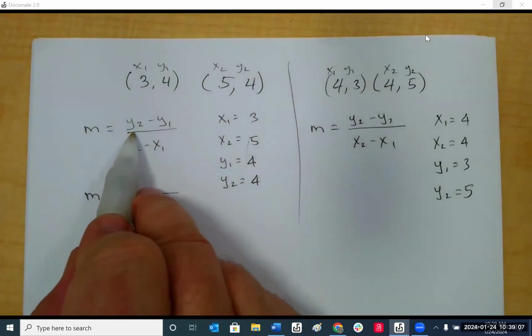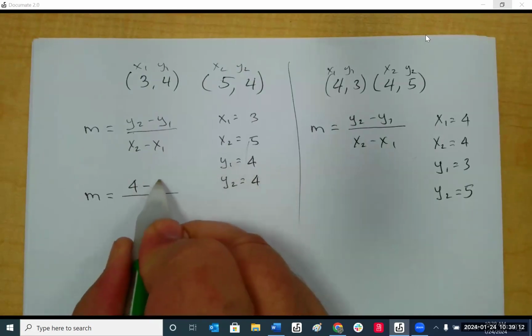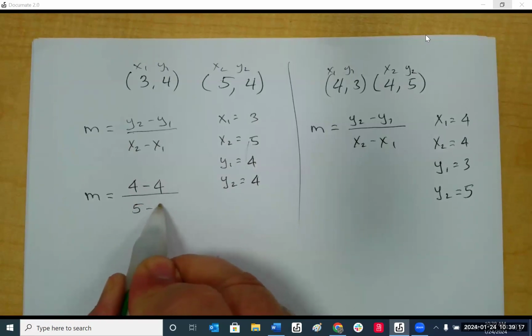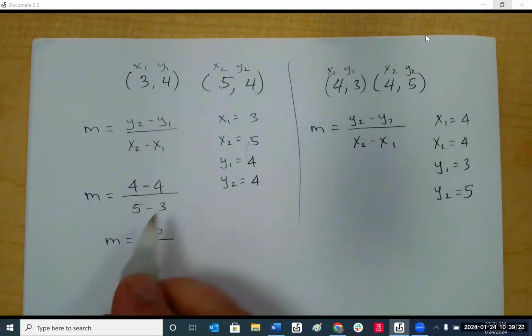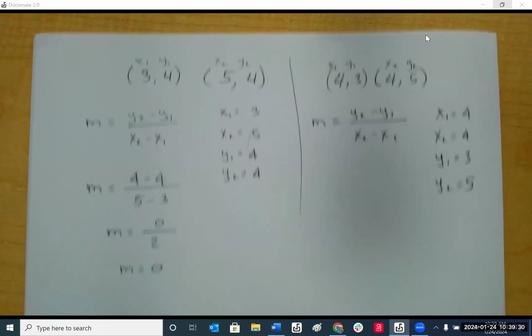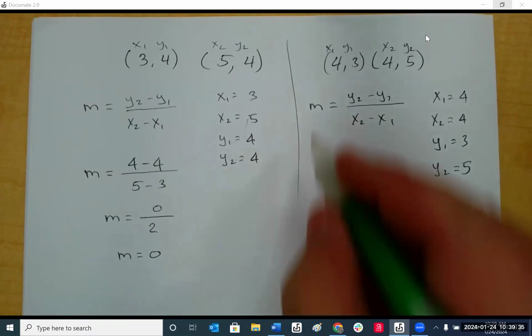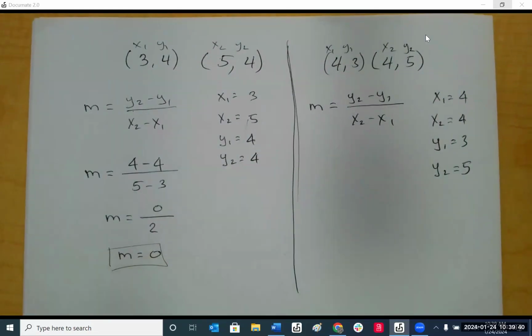So what's y2 minus y1 over x2 minus x1? So we get 4 minus 4 is 0, 5 minus 3 is 2. That equals what? 0. So the slope here is 0. We'll look at what that means in a minute.